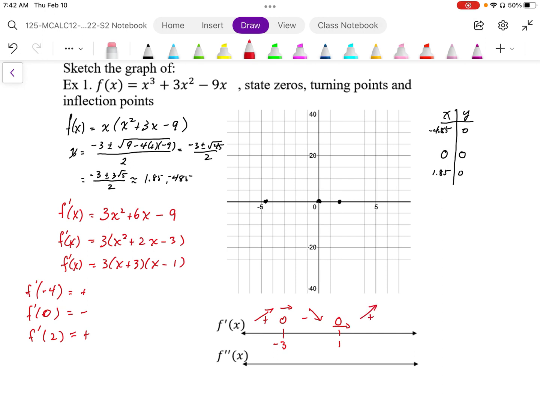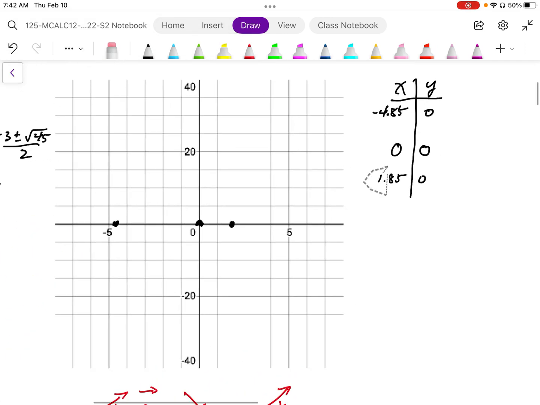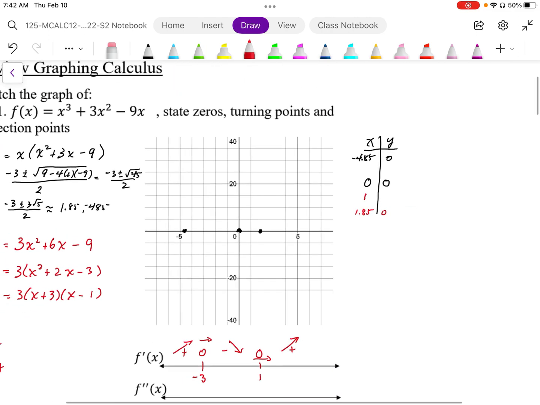Okay, so I have a good idea what this looks like. I should find my min and max coordinates. I should move this over a little bit. At x equals 1, I need to plug in. So x equals 1, I plug into my original function. I get 1 plus 3 minus 9. So that's going to be negative 5. So at 1, negative 5, I'm going to have a minimum point.